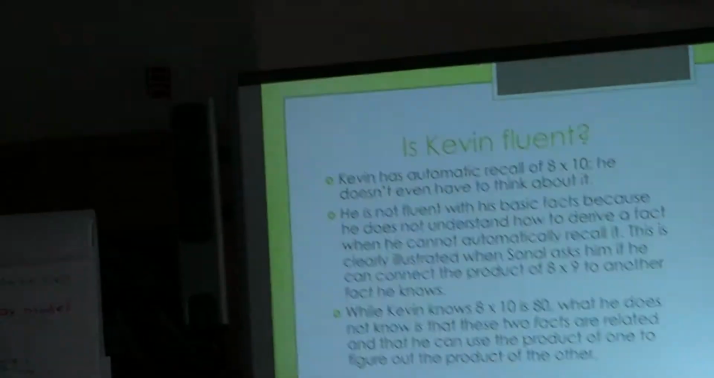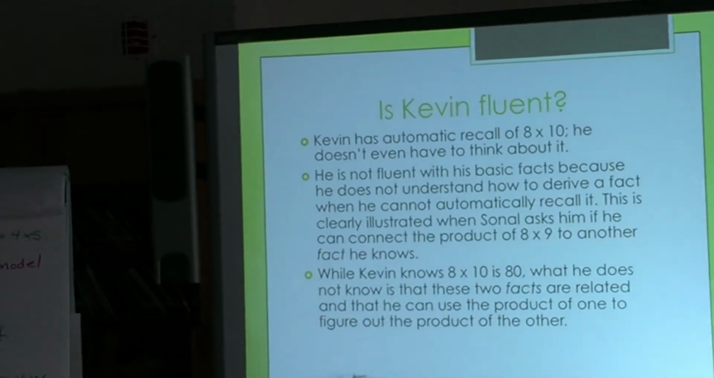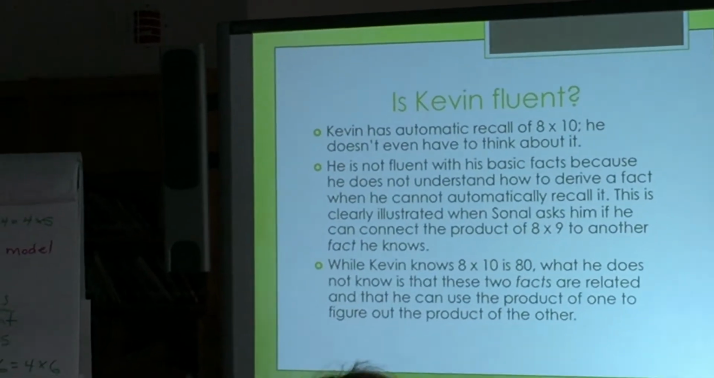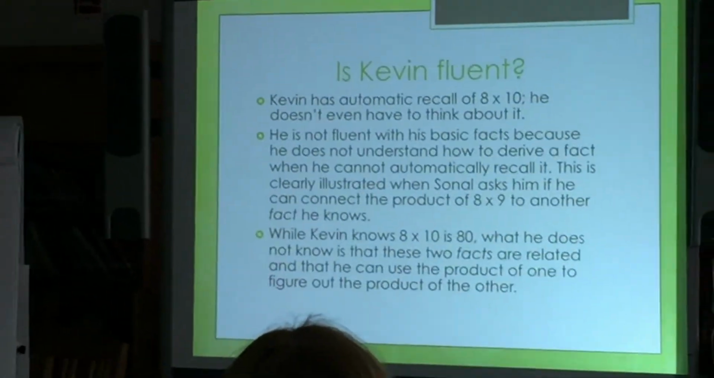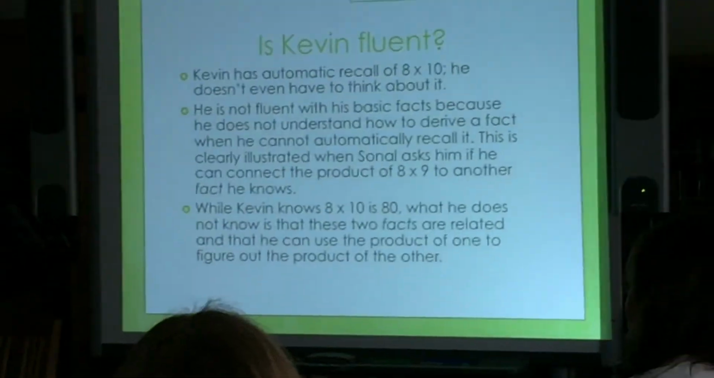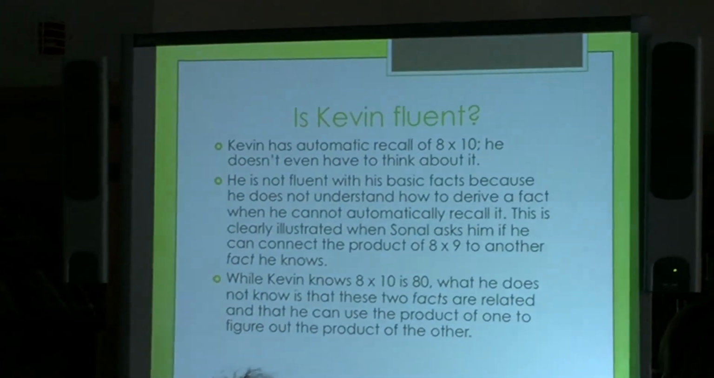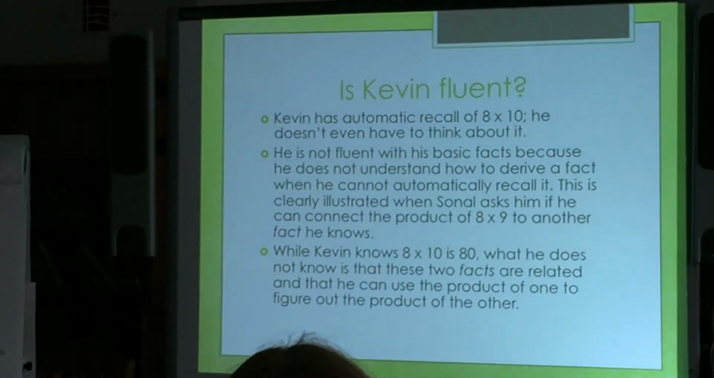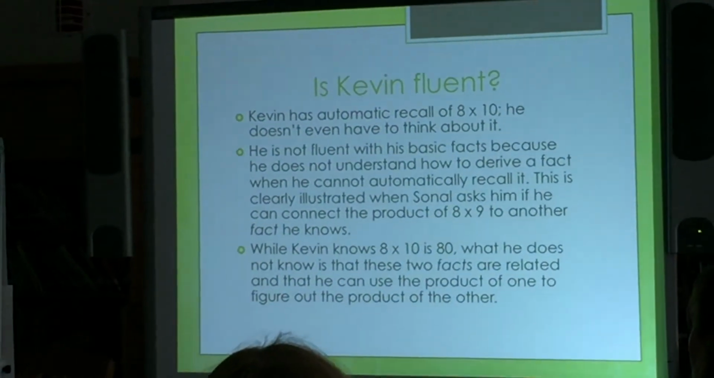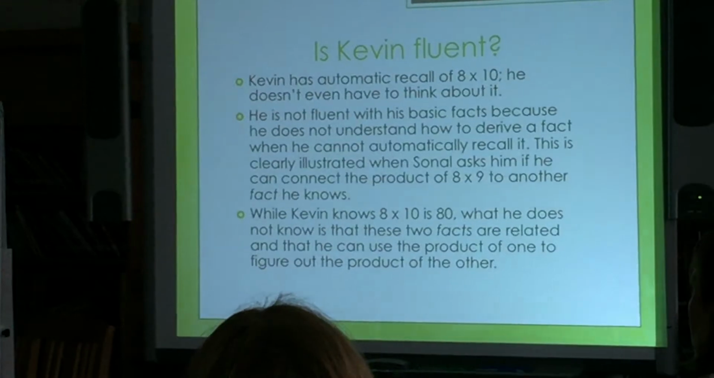So is Kevin fluent? What's your gut response to that? No, he's not. He has automatic recall of 8 times 10. He doesn't even have to think about that. But he's not fluent because he has no way to derive a fact from another fact when he can't recall it. He sees no connection between 8 times 10 and 8 times 9 and how one can help him with another.